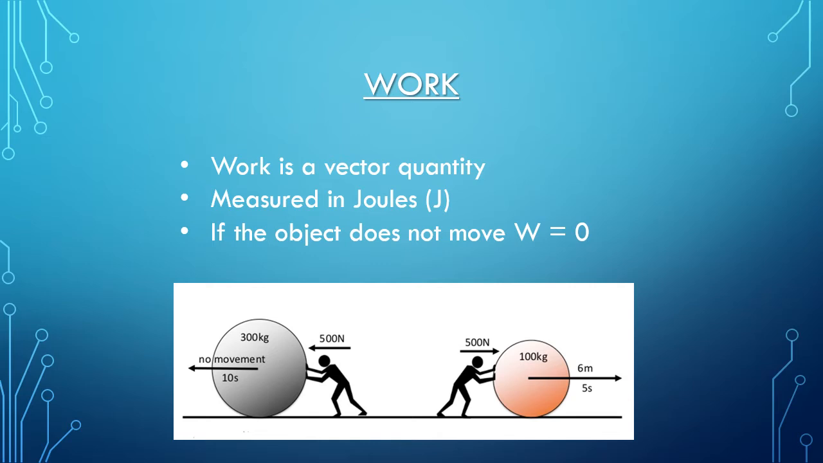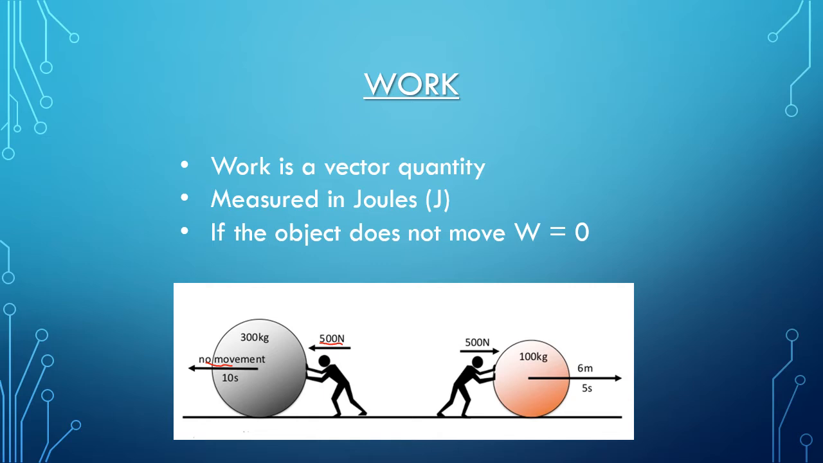So looking at the examples below, on the left, we have a person using a 500 Newton force and pushing against this object here, this boulder. However, the object is not moving. So the work that this person is doing is 0. They are doing no work. Even if they're sweating and they're pushing as hard as they can, and they're using their muscles, they are actually doing no work unless that object moves.